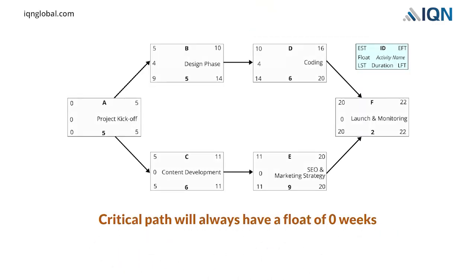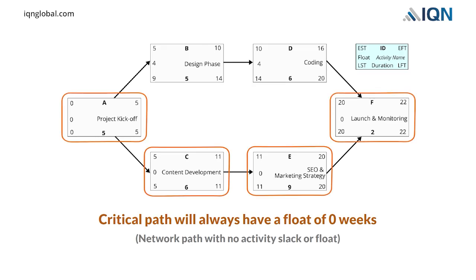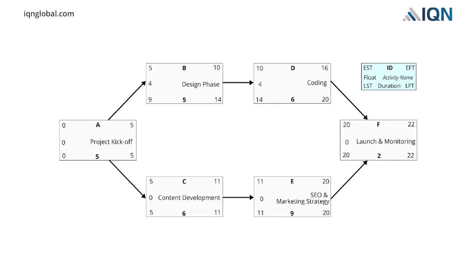The project's critical path will always have a float of 0 weeks. This means that the critical path is the network path with no activity slack or float associated with it. In our project, we can determine the critical path by linking the nodes with no slack, that is A, C, E, F. The figure shows the complete network diagram of the project.